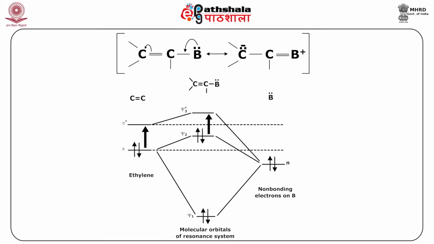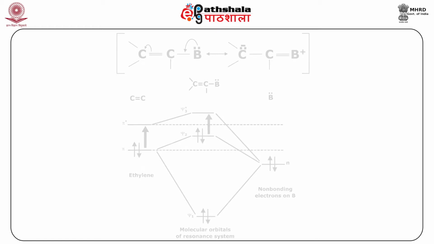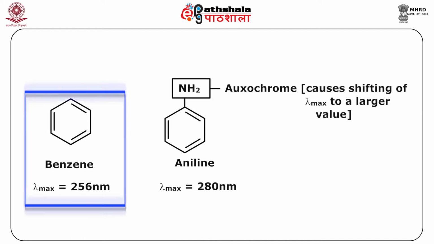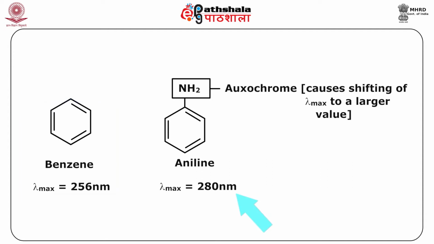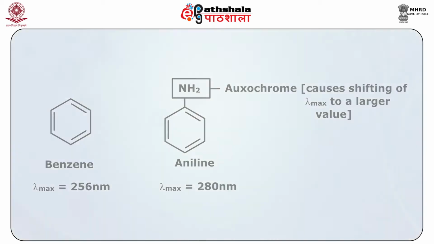Actually, the combination of chromophore and auxochrome behaves like a new chromophore having a different value of absorption maxima. For example, as you can see, benzene here shows lambda max at 256 nanometer, whereas aniline shows lambda max at 280 nanometer. So, the addition of NH2 group has increased the lambda max value. Hence, the NH2 group acts as an auxochrome and causes the shifting of lambda max to a greater value.